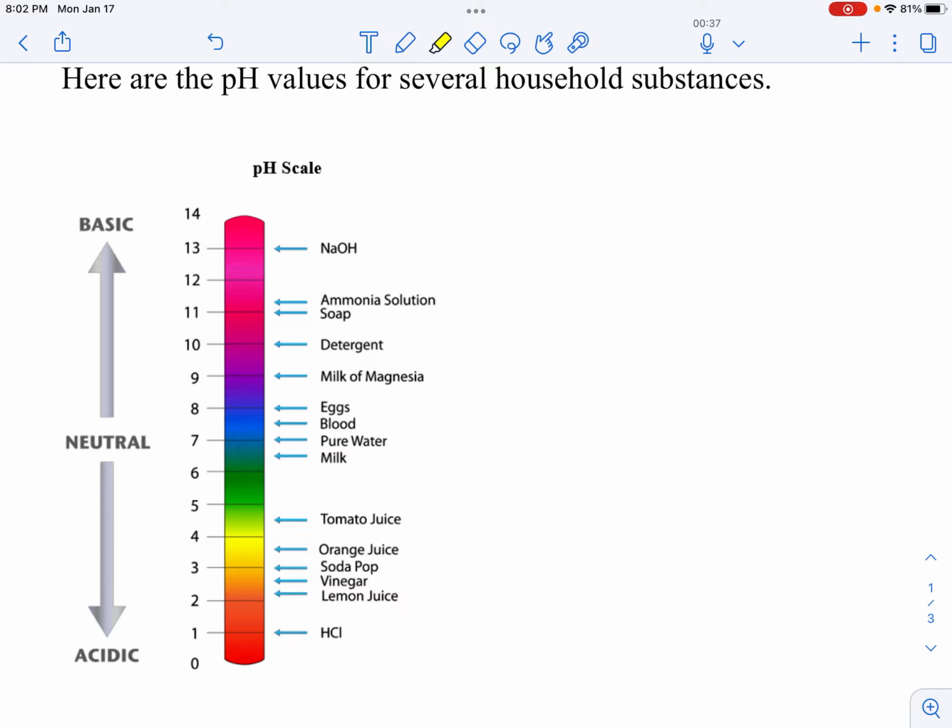And look below 7, a lot of food items there. Yes, we do eat things that are acidic. So a lot of familiar items there. All solutions will have a pH value. So what we're looking at is what's the pH value, as an acid or a base? We can tell by looking at the pH scale.